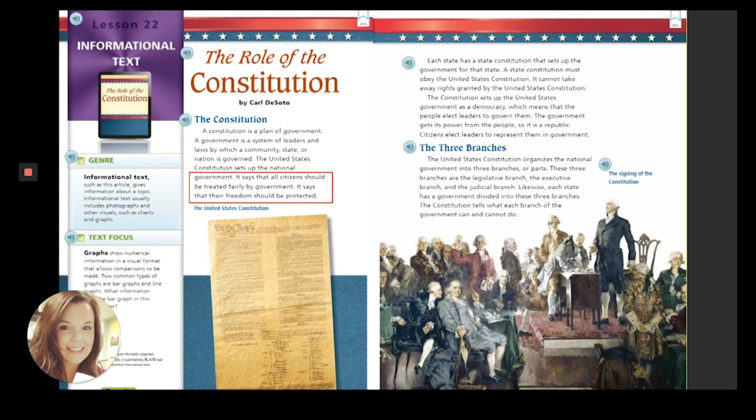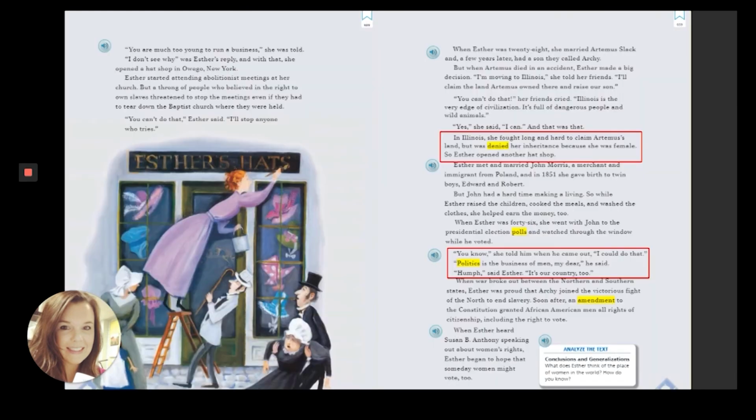So in the role of the Constitution, on our first page in the first paragraph, it says that the Constitution says that all citizens should be treated fairly by government and that their freedom should be protected. This reminds me of in I Could Do That, it said, in Illinois, Esther fought long and hard to claim Artemis's land, but was denied her inheritance because she was female. So this makes me think that during I Could Do That, women, we knew that they didn't yet have these rights that the Constitution is talking about protecting.